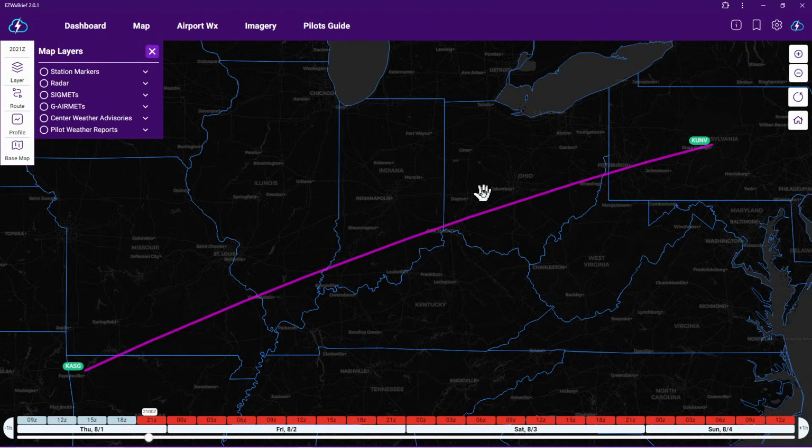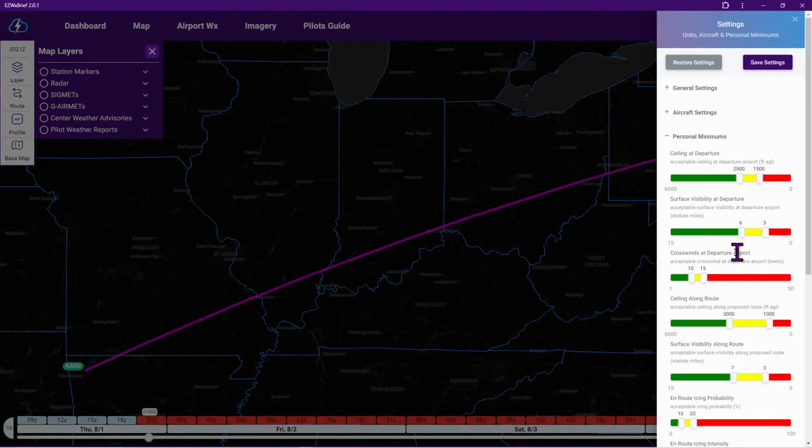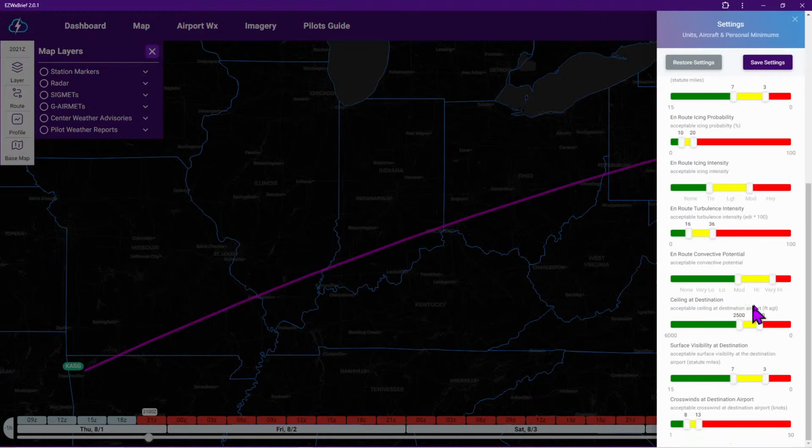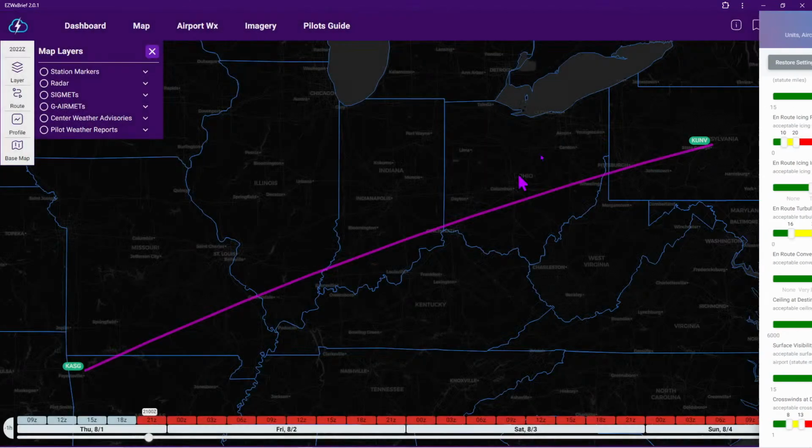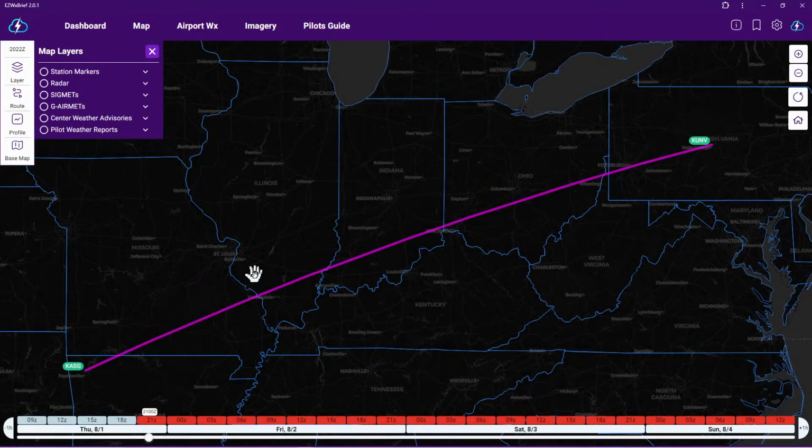So without a doubt, the departure advisor tells you that you've got to work a little bit harder to figure out what's happening with the convection. If we look at how I have my minimums set up here, I have my en route convective potential set as very high, meaning anything that's very high will show up as red on the departure advisor. Anything that's moderate or less will show up as green. So that means we're dealing with a very high scenario that will run into convection somewhere along this route of flight, based on what we see on the departure advisor here.